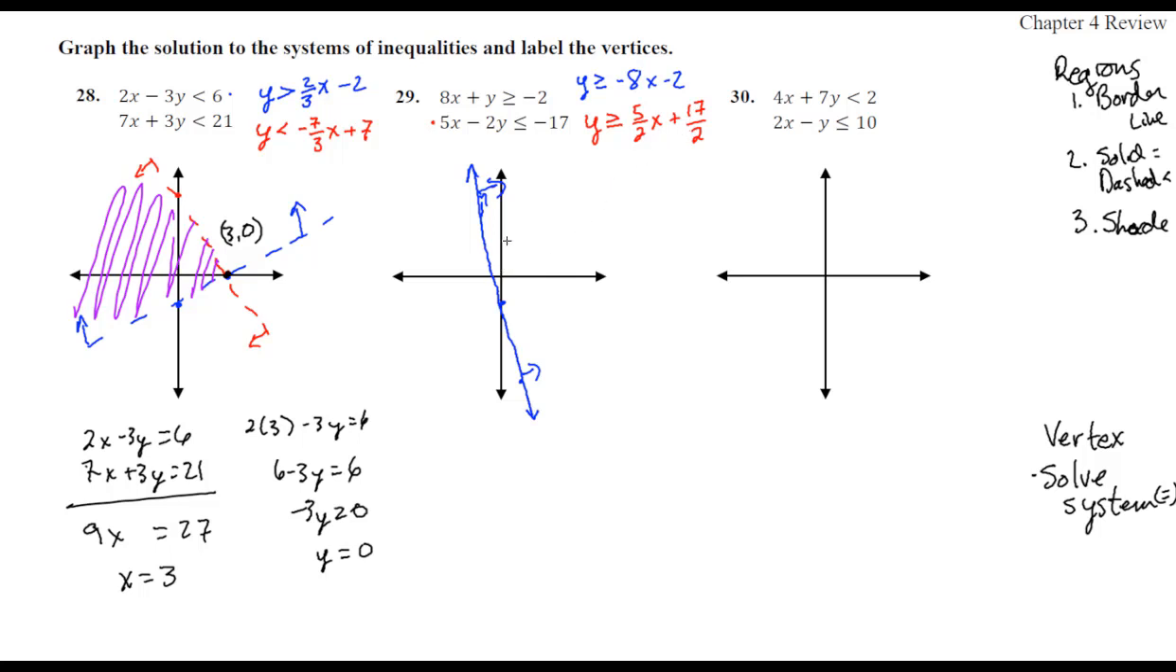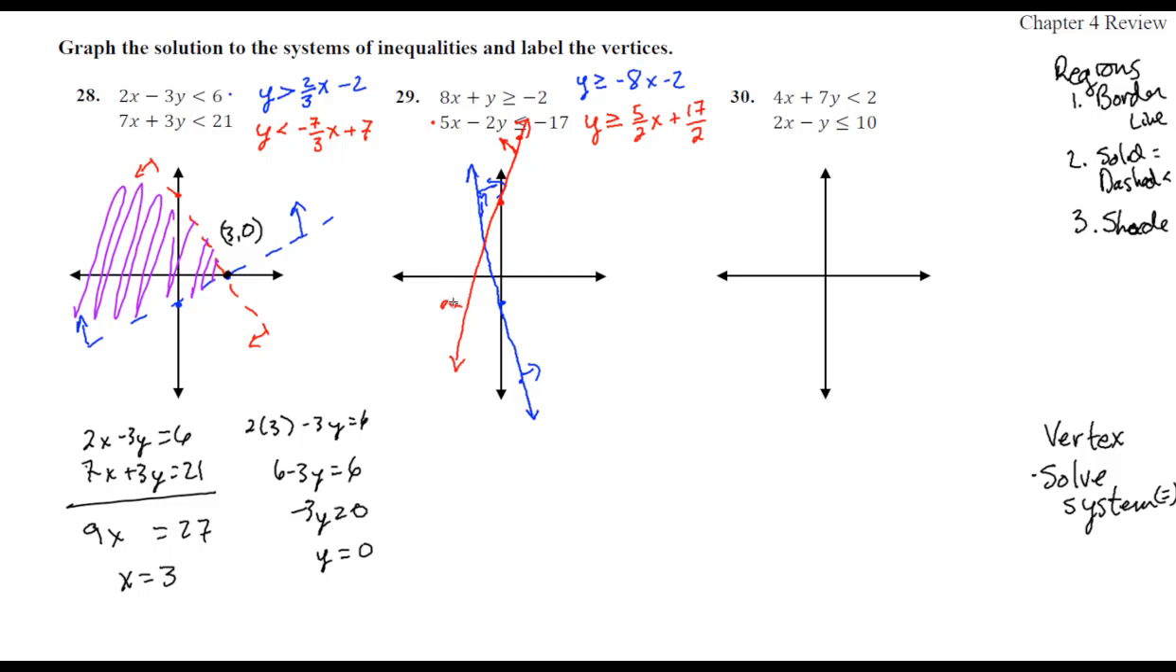So positive 17 halves would be somewhere up here. That's like 8.5. Yeah, about right there. And then slope up 5 over 2 be about like that. Pretty steep slope upward. And so it goes down like this. All right. Yeah, almost a straight line. And do we shade up or, I graphed it with an equal sign, so that's why it's solid, not a dashed line like these other guys were. And then y is greater than, that means it's looking up or out this direction.